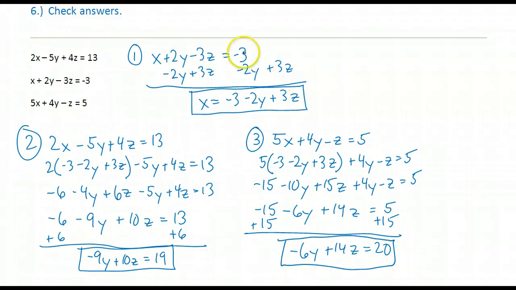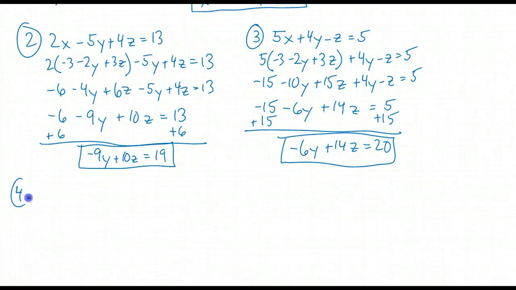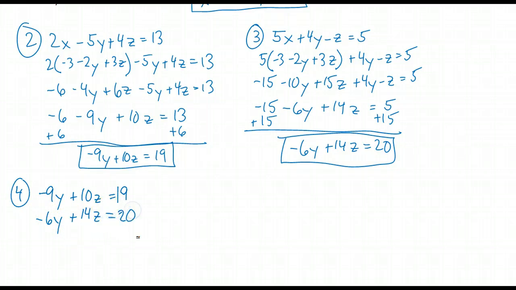The whole point of doing these first three steps is to take a 3-variable system and knock it down to a 2-variable system. So step 4, I'm left with two equations that only have a y and a z in them. If you notice, my x's are gone. So I've simplified my 3-variable equations down to a 2-variable system. So now I can solve this 2-variable system using any method.